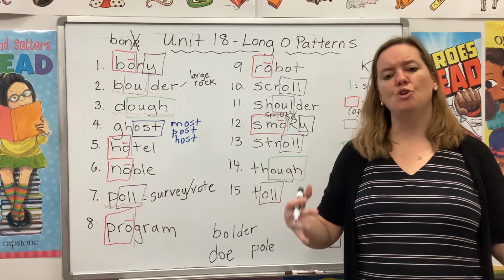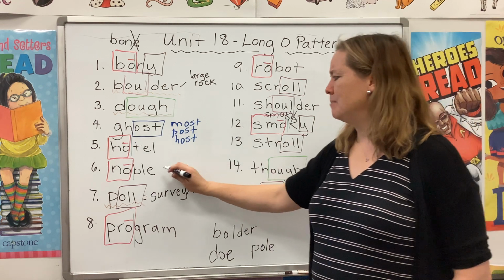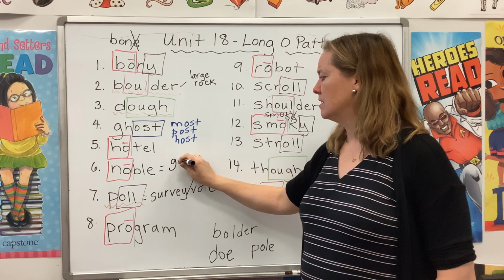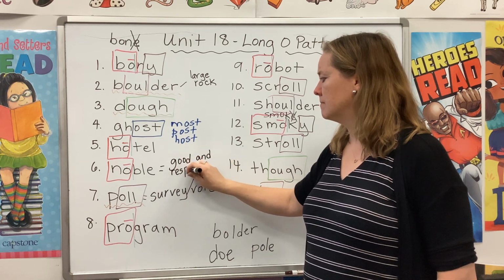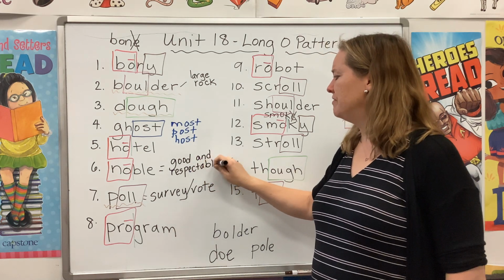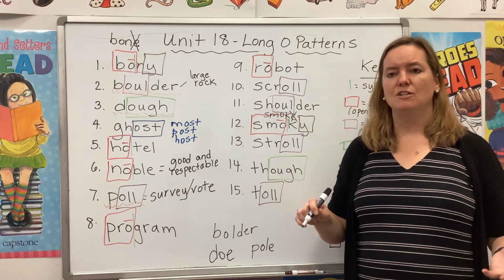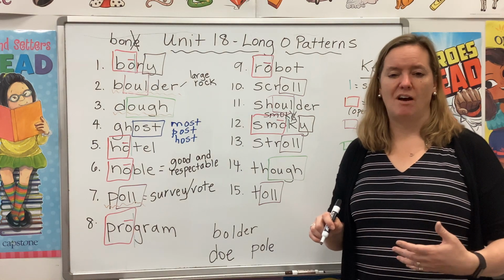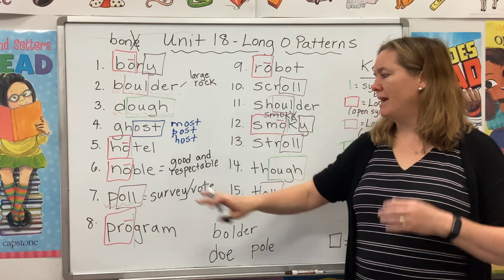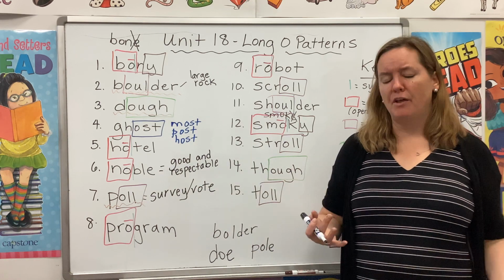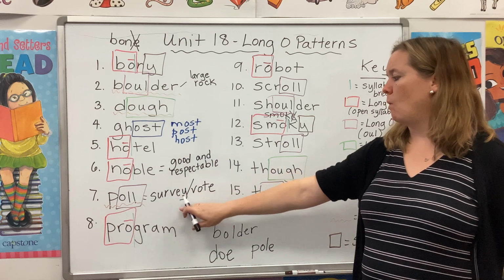If something is noble or a person is noble, it means they're good and respectable. So if you find $20 in your school parking lot and you bring it to the secretary in the front office, that's the noble thing to do, right? So when you're being noble, you're thinking about other people's feelings, you're making sure you don't hurt other people. A poll is a vote.